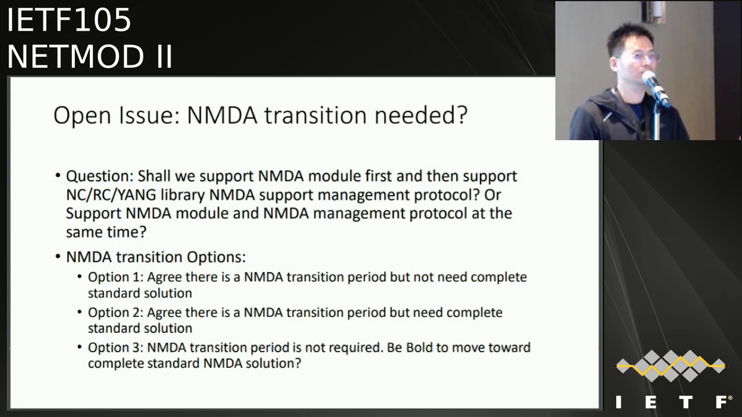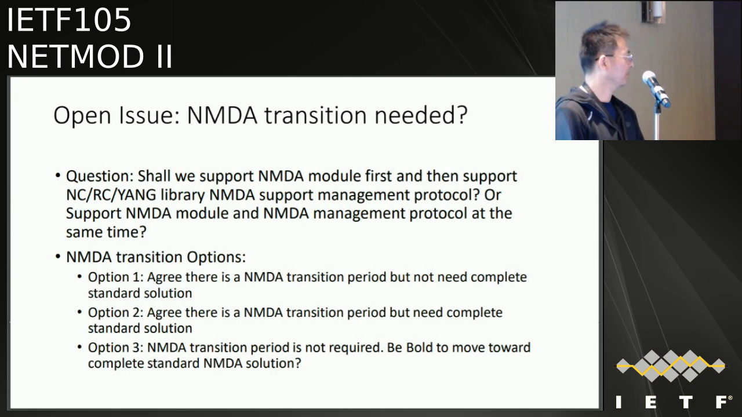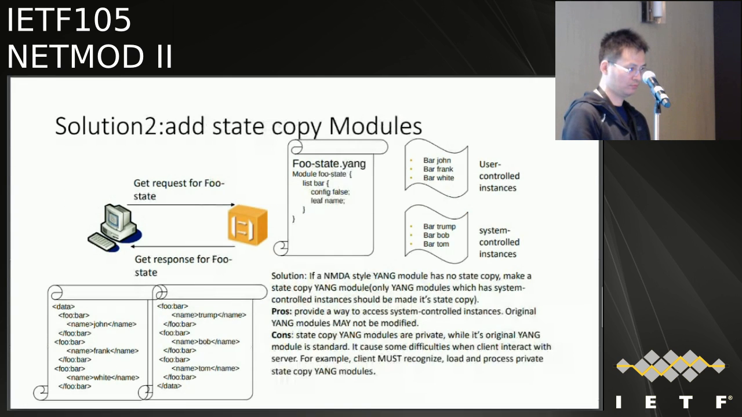Okay, so Kent as a contributor. You agree that there's an NMDA transition period. That is in fact what we have right now. We are in an NMDA transition period, so I don't think there's anything to agree on. Earlier on, on your other slide, I think it was solution number 2, you mentioned the possibility that the state module is missing. But I think that's a hypothetical. Do you actually have an example of a state module that's missing?